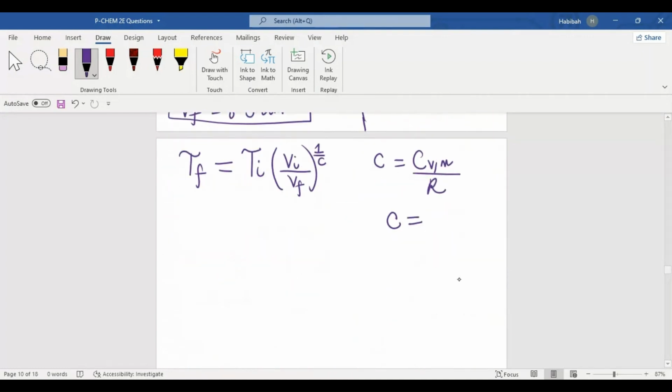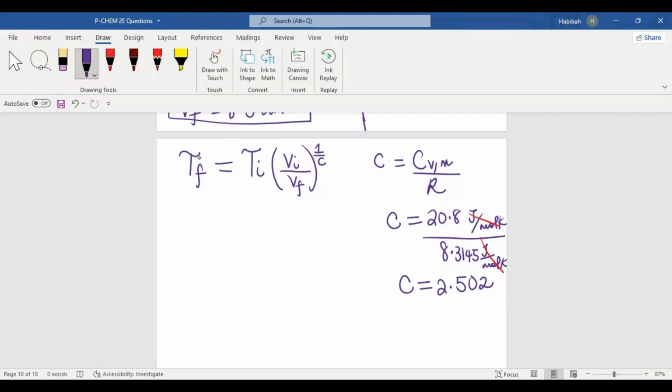So we're going to have that here. That would be 20.8 joule per mole Kelvin divided by the gas constant, which you know to be 8.3145 joule per mole Kelvin. So we cancel out the joule per mole Kelvin. So C is going to be 20.8 divided by 8.3145. We end up with 2.502. So that is the value for C.